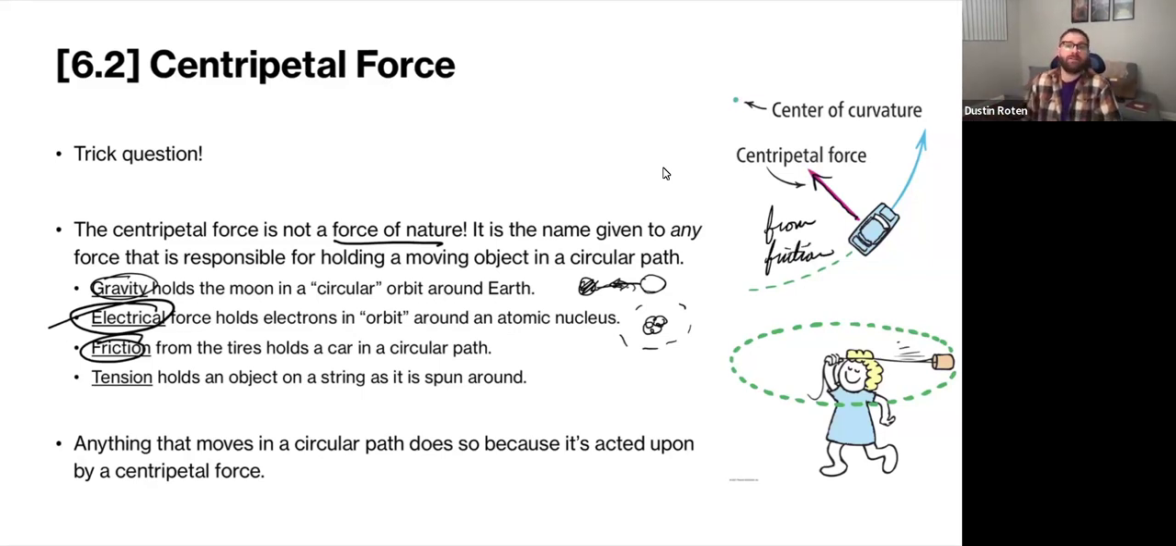Tension, holding an object on a string as it's spun around. You can see here, you know that there's a tension force, because that's what's always pulling in on that object as this girl spins it around her head. So in this situation, the tension force is actually our centripetal force. So anything that moves in a circular path does so because it's acted on by a centripetal force. The centripetal force can be anything. It's whatever's going to be holding that thing in a circle.